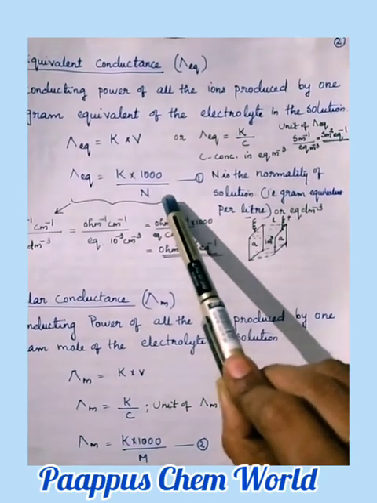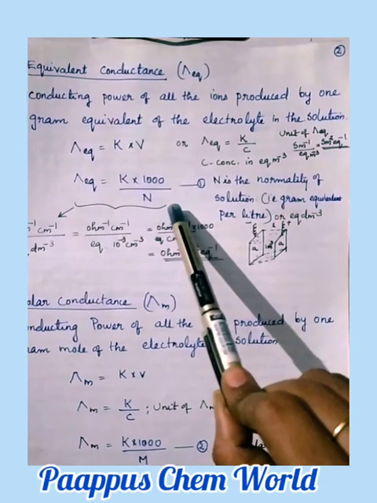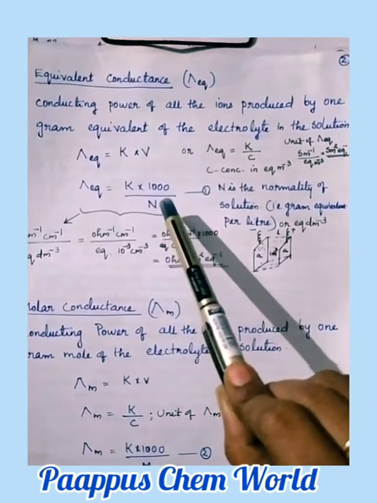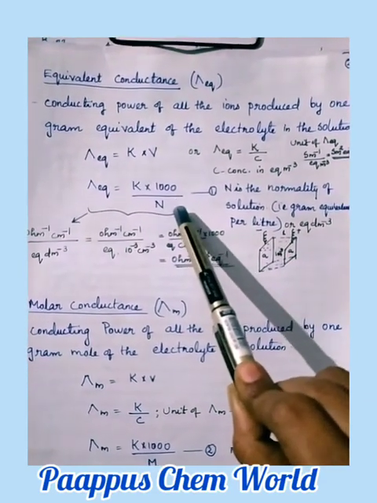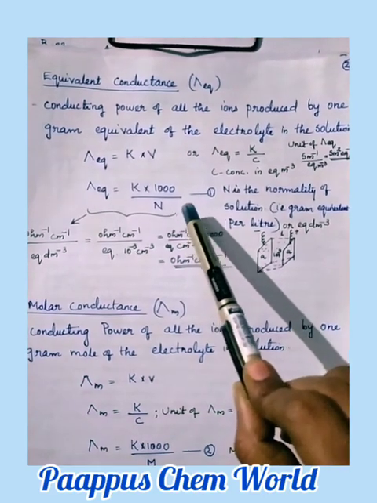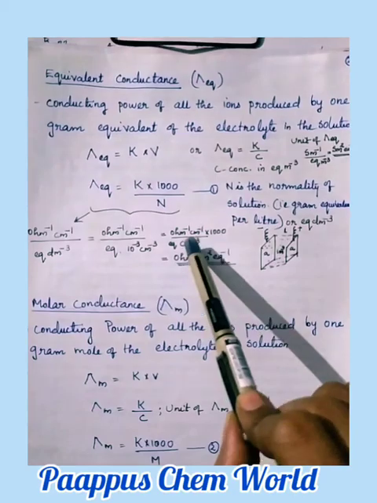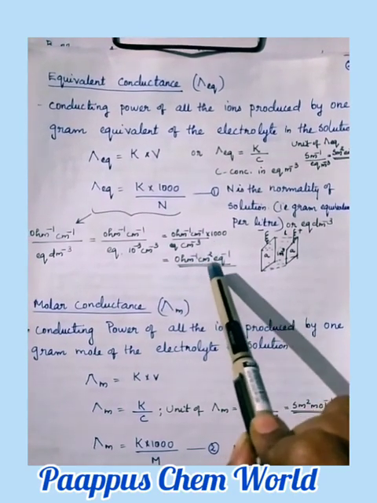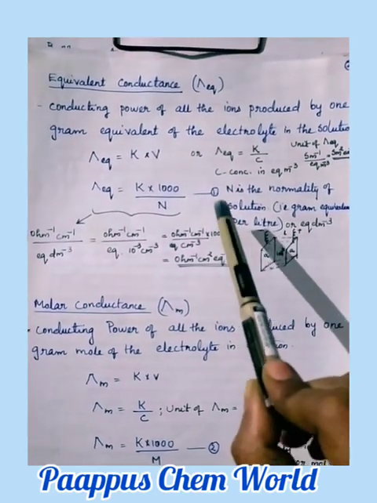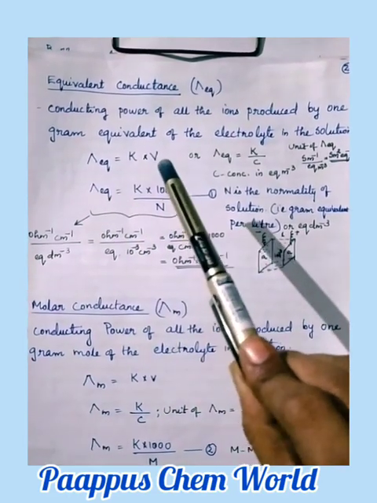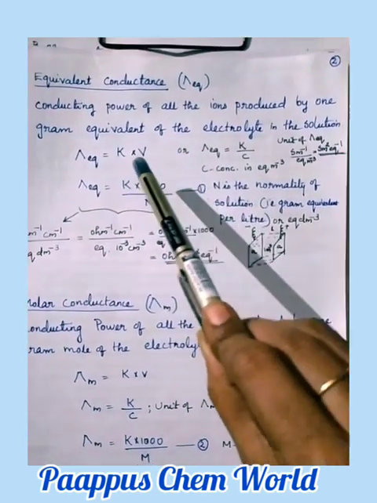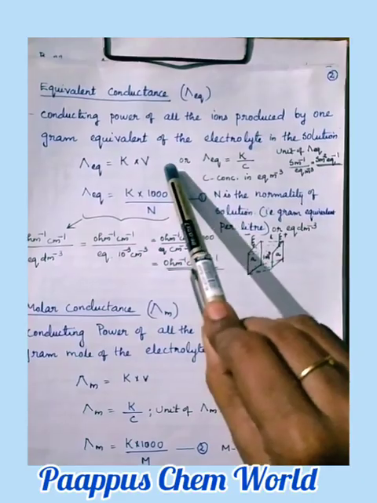When the concentration is replaced by normality, normality is represented as N. Here the normality of solution means gram equivalent per liter. Hence the unit becomes ohm raised to minus 1 centimeter square equivalent raised to minus 1. So lambda equivalent equals K into V, specific conductance into volume.